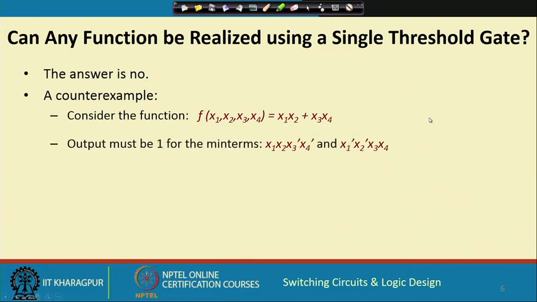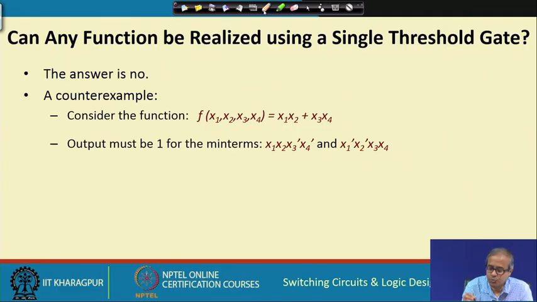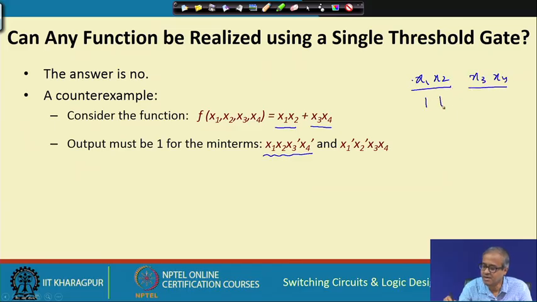So, with this example, because the two product terms here are x1x2 and x3x4. So, the output must be 1 for these two min terms. So, x1x2 must be 1, but x3x4 can be anything, they can be 1. x3x4 are actually don't care, then the first product term will be 1.